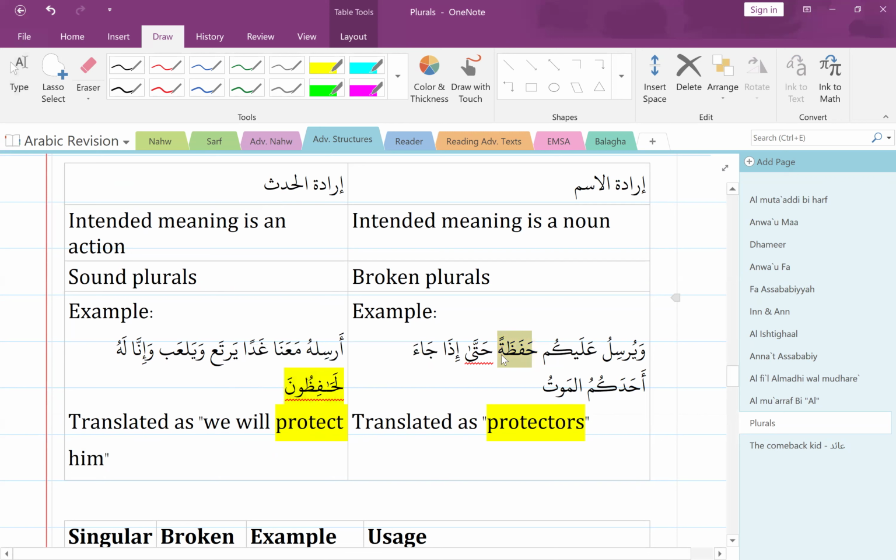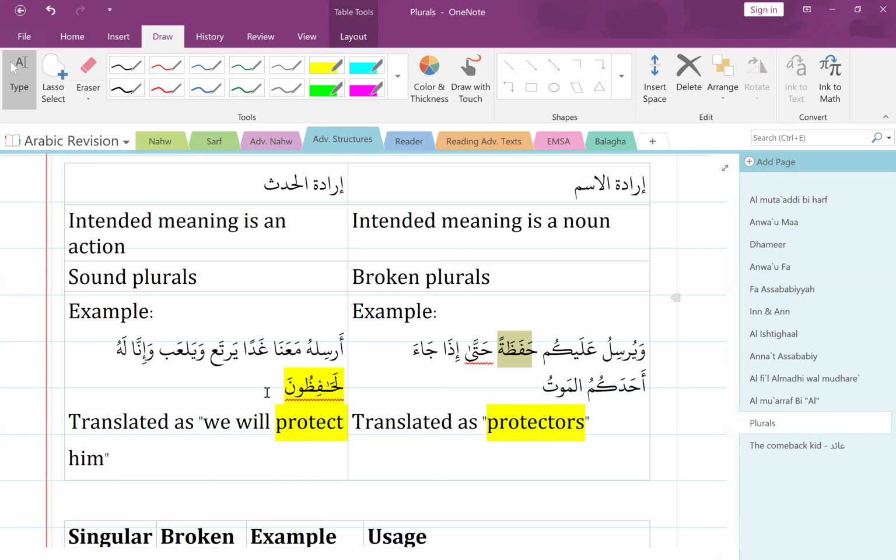When it's a broken plural, then it's the meaning of the noun itself that is being intended. For example, Hafiz is a protector. That's the noun itself. It's not acting as a fi'al, not acting as an action. So for example, وَيُرْسِلُ عَلَيْكُمْ حَفَظَةً. Allah is saying, and he will send upon you protectors. We're not saying he will send upon you those who will protect; we're actually using the word protectors. So that's the difference of intention between iradatul hadith and iradatul ism.